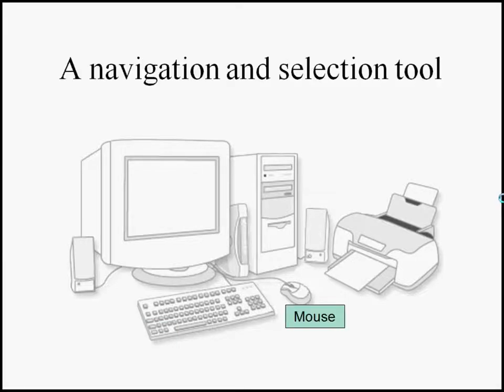Then there's the mouse. The mouse is what we call a navigation and selection tool. It allows you to move a little cursor onto different things on the screen, and by pressing a button on the mouse, to select them or to make something else happen on the screen. It's called a mouse because it's got a little round body with a long tail connecting it to the computer, although these days sometimes it's wireless, so there's no tail.